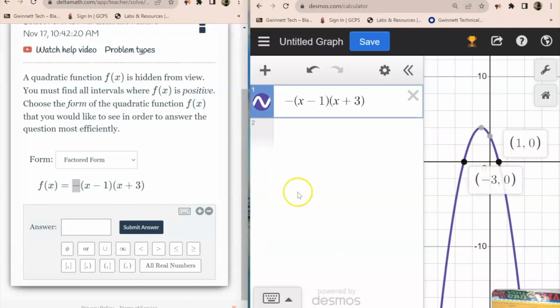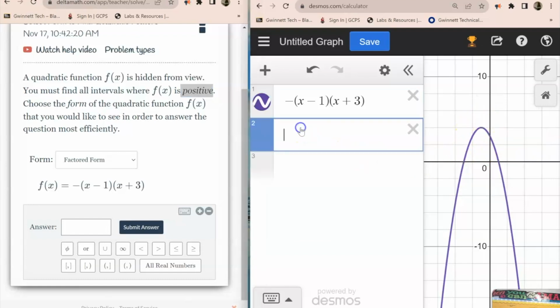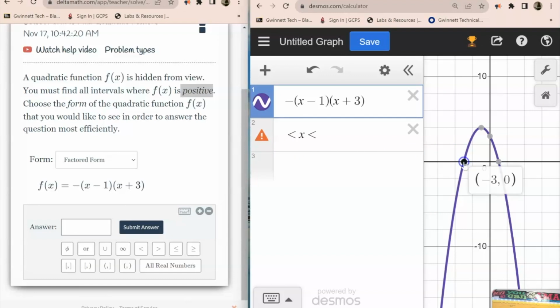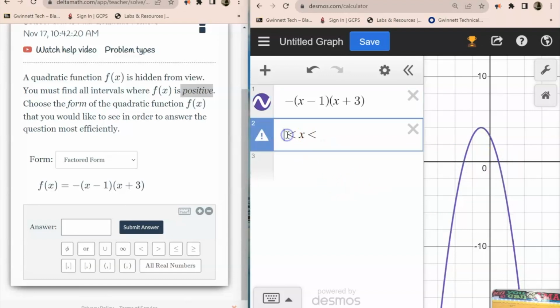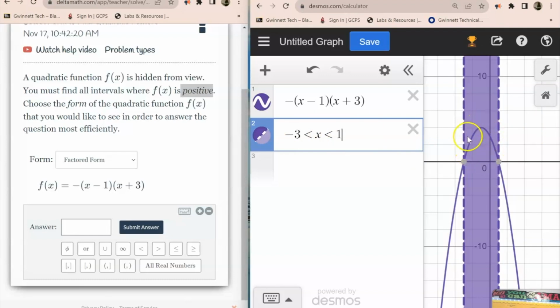So these are my 2 points. If I'm looking for positive, it is above, and remember, positive is above the x-axis. So is this together or separate? Together, because it's one thing together. If you're putting in a together answer, remember you put the x and you put less than on both sides. From left to right, you put your x-intercepts, so it's -3 and then 1. And if it shades in the graph, that's what I was looking for. So this is the correct answer because you can see the graph is shaded in.